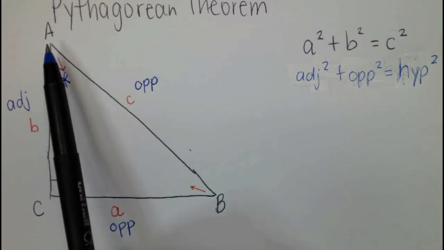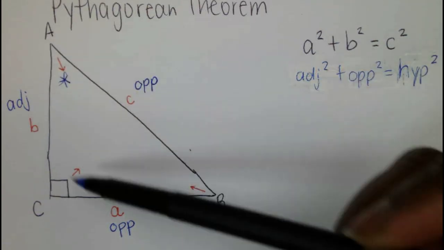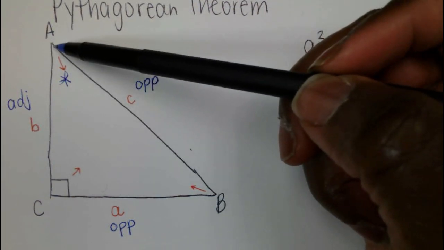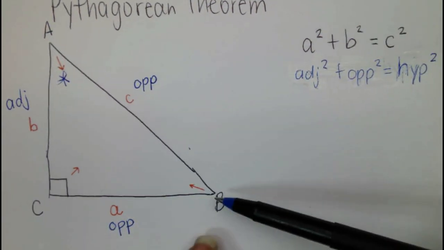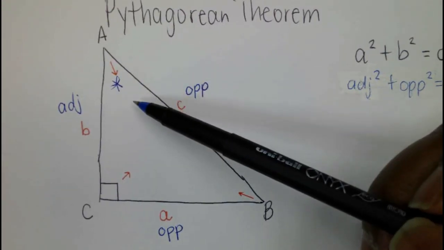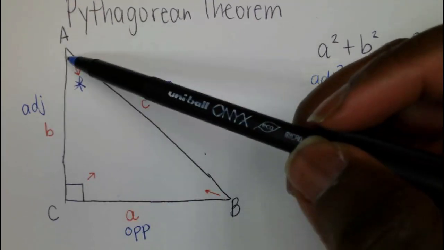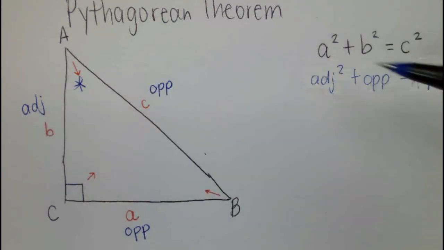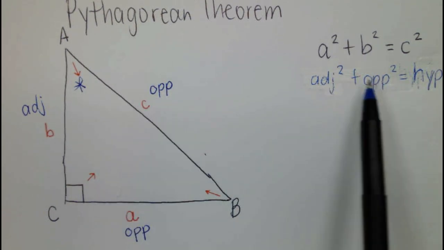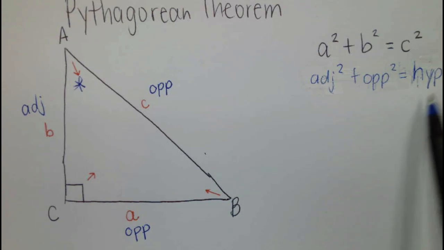So adjacent and opposite can be switched out. If I were to set this problem up, I can put my opposite side first instead of my adjacent. I can do that if I'm switching this. So I can say opposite squared plus adjacent squared. I can do that for this problem. But my hypotenuse must be on the other side.